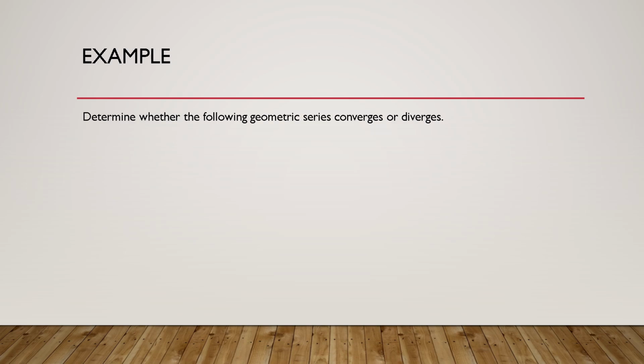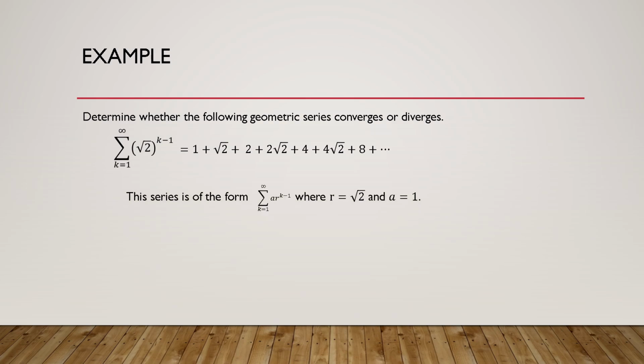For example, let's determine whether the following geometric series converges or diverges. The sum from k equals 1 to infinity of the square root of 2 to the k minus 1. This series will equal 1 plus the square root of 2 plus 2 plus 2 square root of 2 plus 4 plus 4 square root of 2 plus 8, and so on. This series is of the form the sum from k equals 1 to infinity of a times r to the k minus 1, where r is the square root of 2 and a equals 1. Since the square root of 2 is greater than or equal to 1, then the series diverges.